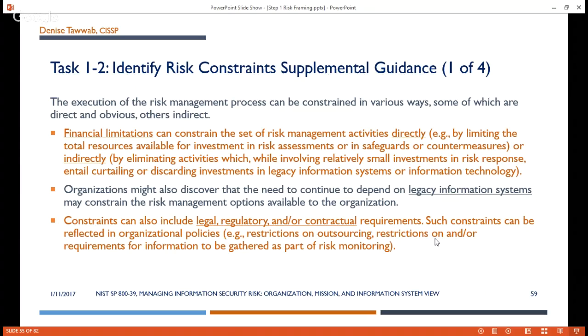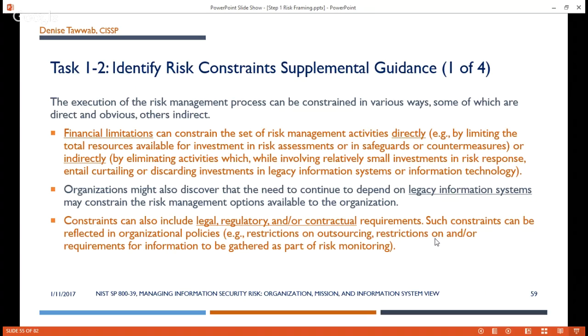Financial limitations can constrain the set of risk management activities directly by limiting the total resources that you have available for investment in risk assessments or in your safeguards or countermeasures. Or financial limitations can constrain the set of risk management activities indirectly by eliminating activities which, while involving relatively small investments in risk response, entail curtailing or discarding investments, for example, in legacy systems or information technology. So financially, you can be limited in what you can do.